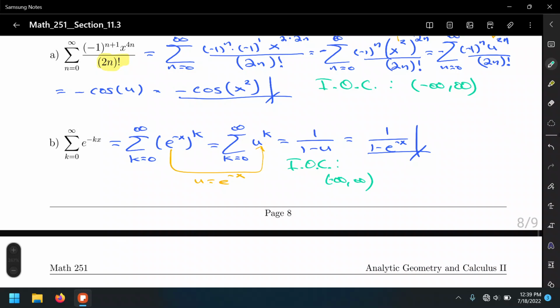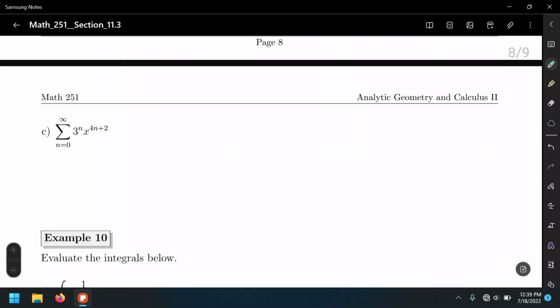Let's move on to one more. So we have the sum from n equals 0 to infinity of 3 to the n x to the 4n plus 2. Alright, so one thing that you might want to do is break up all the powers.